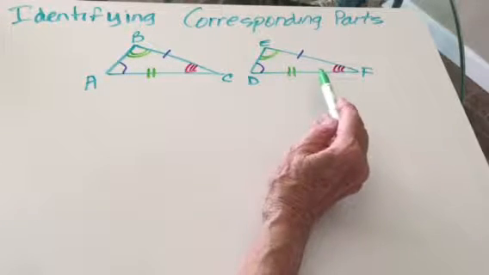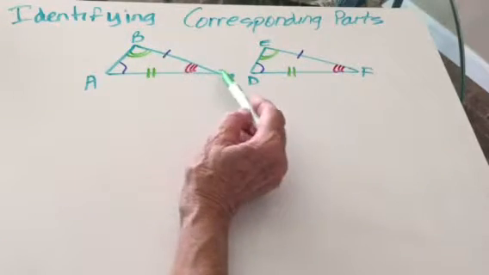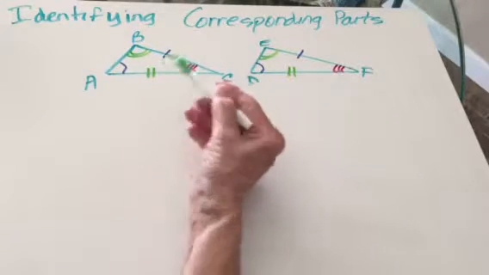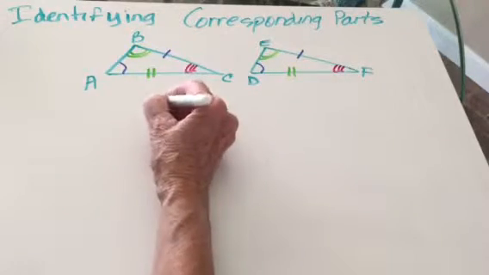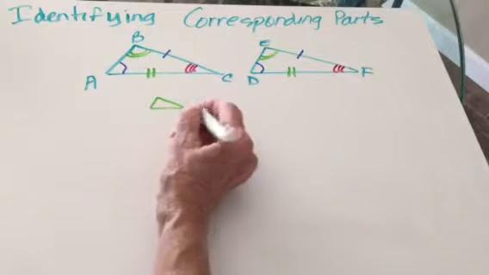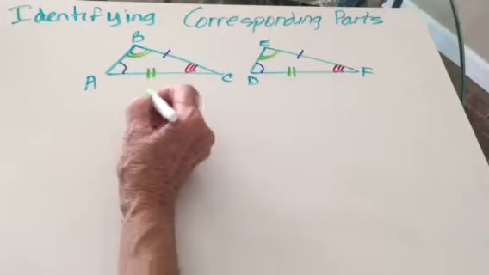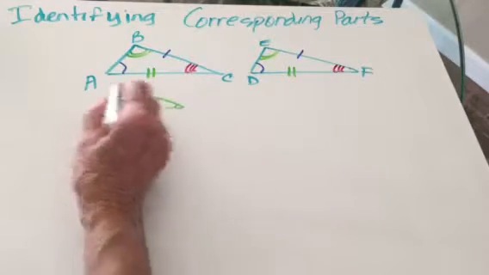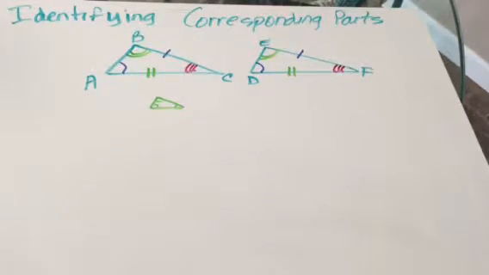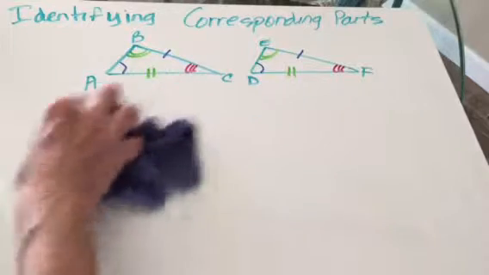But that's not enough. I also have to know the size, because I could have that same triangle like this, and this angle would be the same as that, this angle would be the same as that, this angle would be the same as that. But in order for them to be congruent, they have to have the same side lengths as well.